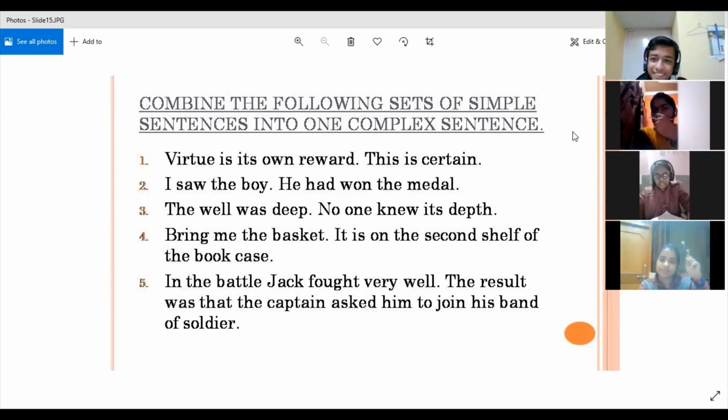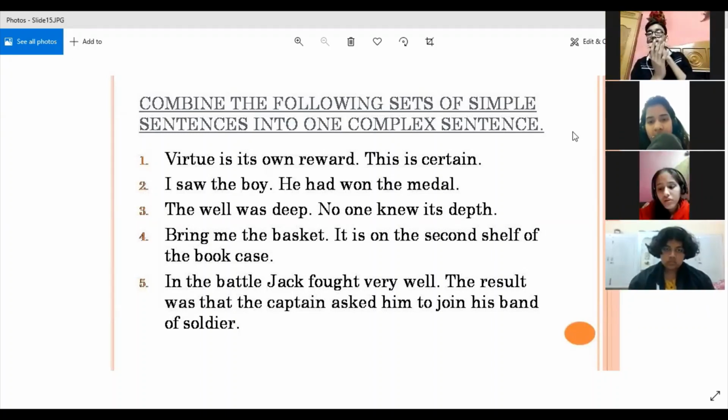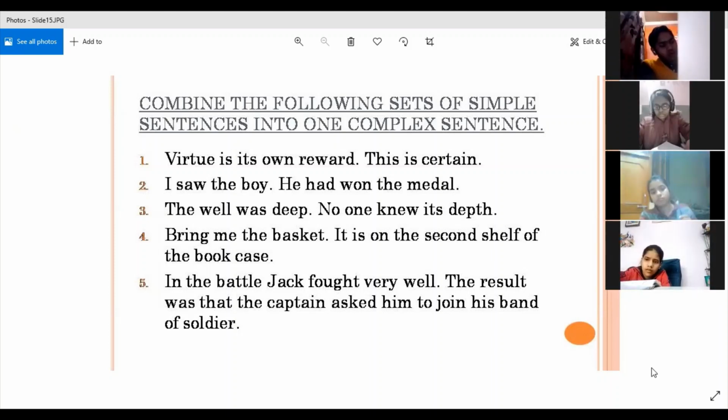No. Yes, Tasneem? No one knew how deep the well was. No one knew that the well was deep. Okay? That the well was deep, as simple as that.